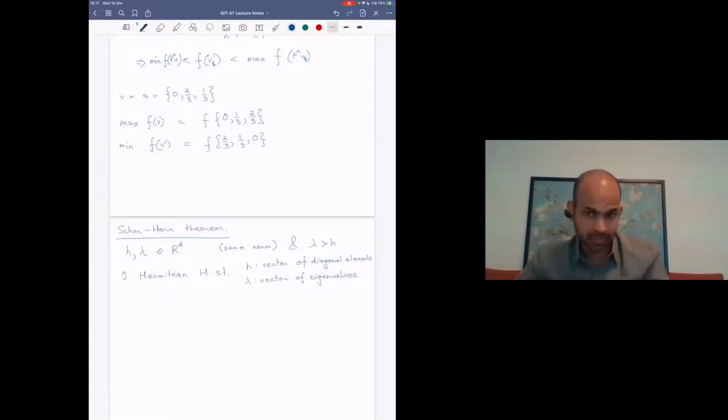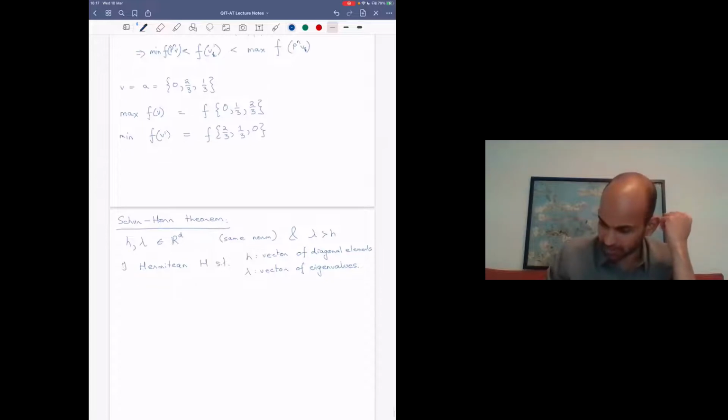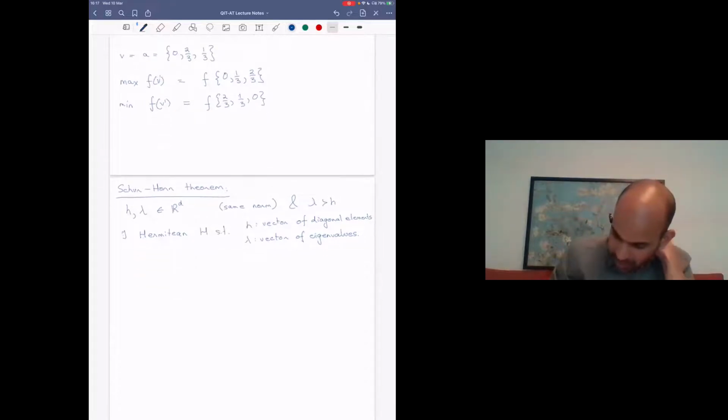But you can also turn this the other way around and say that if I give you, for example, a density matrix, then it's always going to be the case that the vector of eigenvalues of this density matrix majorizes the vector of diagonal elements of this density matrix. And the way to prove this, and I will go through this proof because it's instructive, is as follows. Suppose I have an H that's Hermitian.